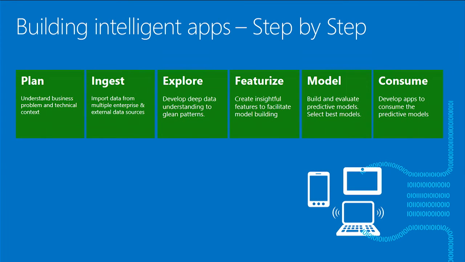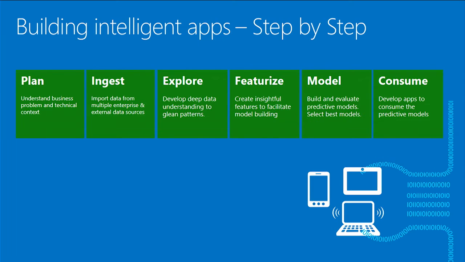So the tools and technologies are one part of building your intelligent applications. You also need a streamlined process to build this application. So we have defined an end-to-end step-by-step process that allows you to be systematic in building your application. So you start with the planning step, where you understand your business problem and the technical context under which your solution is going to work.